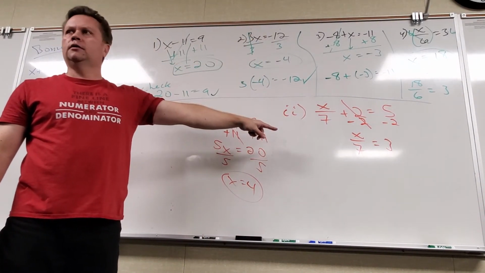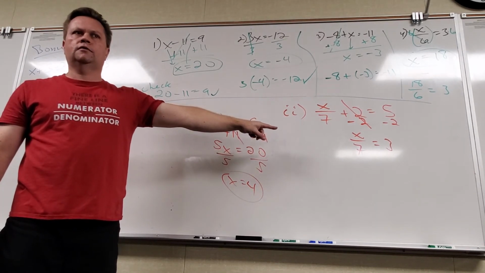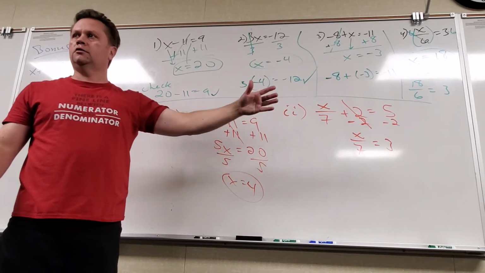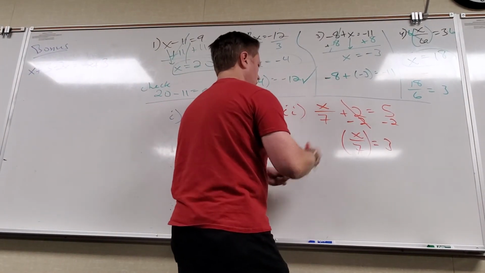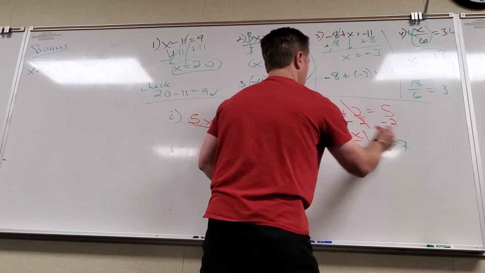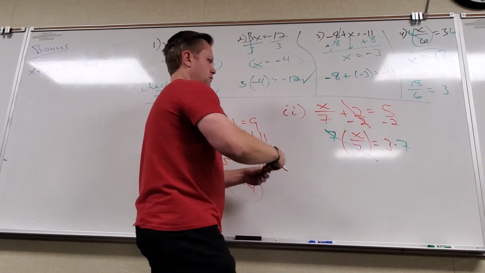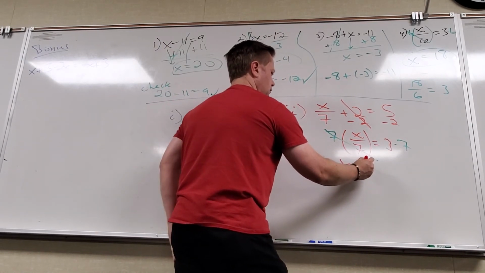That looks a lot like that problem over there. How do you kill that 7? You put it over 1. You multiply by it, because it's dividing. So multiply both sides by 7. X equals 21.